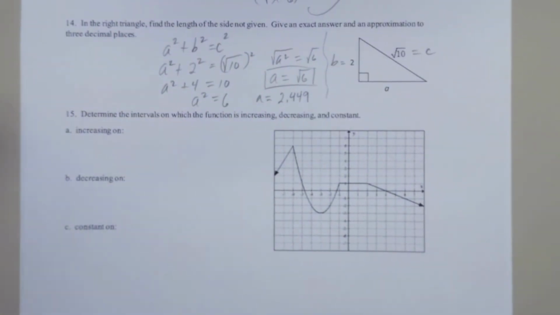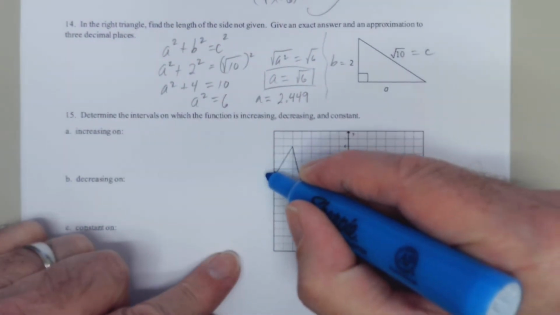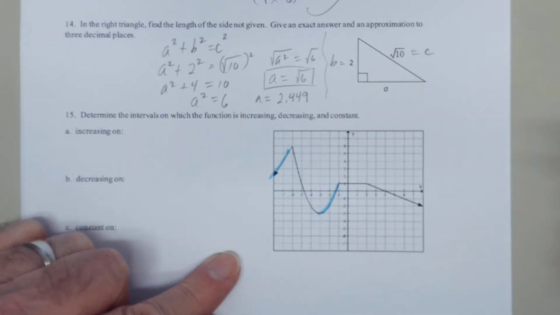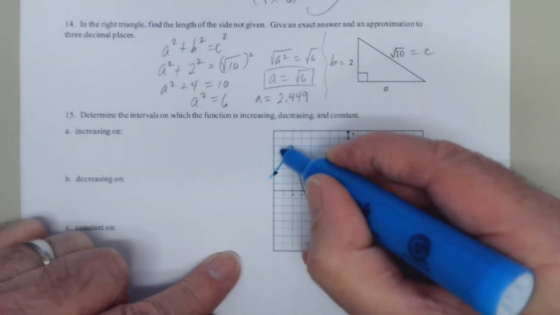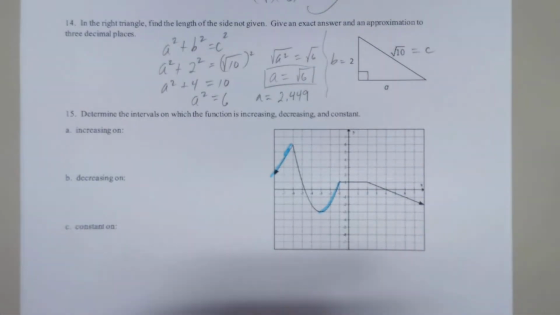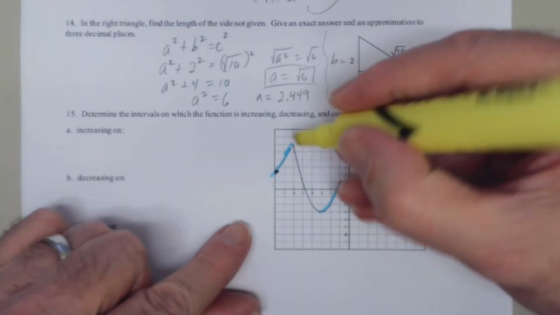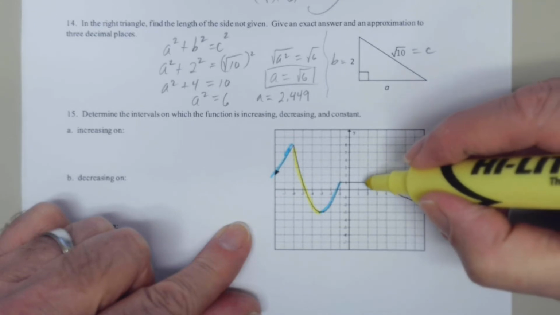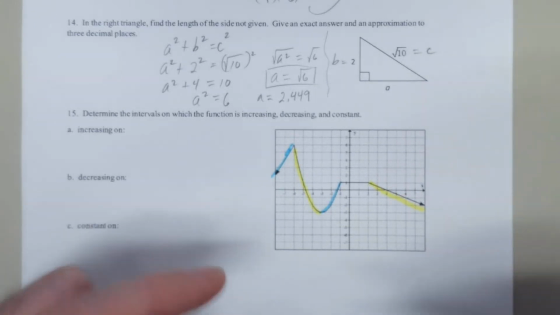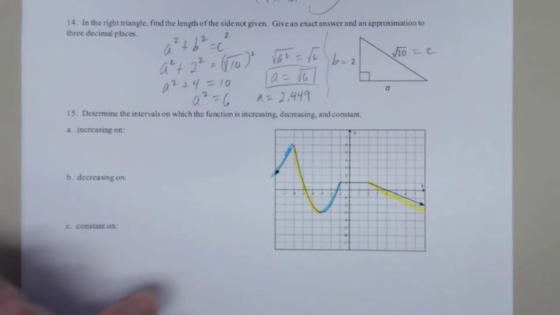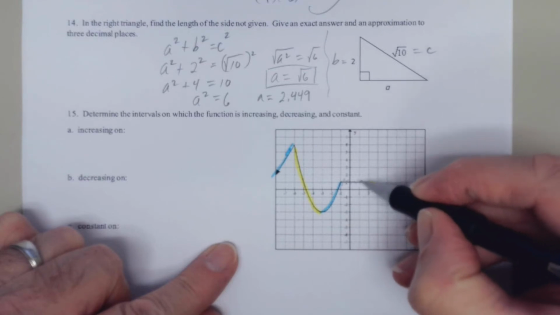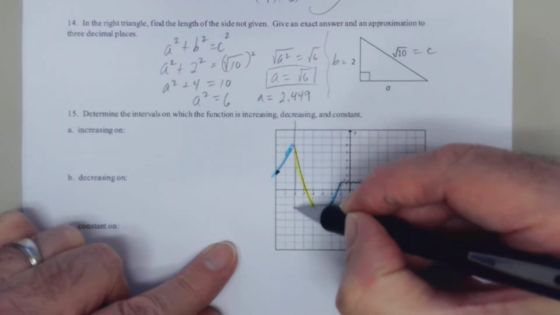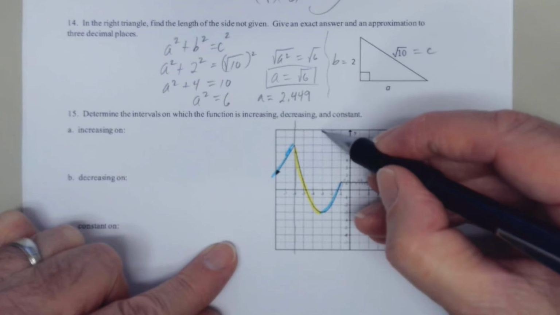So you can see that we're increasing here, and we're increasing here. I like to go from left to right as I'm doing that. You can also see that we're decreasing here, and we're decreasing here. Now, in this area right here, we're actually constant. So what I always like to do is where things change, I'll just draw a vertical line.